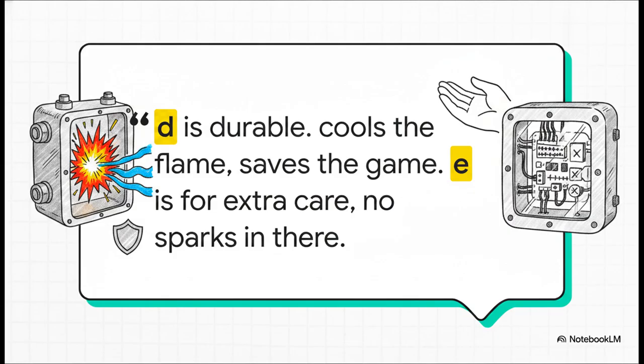Ex d durable, cools the flame, saves the game. Ex e for extra care, no sparks in there. Ex d is flameproof. It literally allows an internal explosion, but cools the escaping gases so they can't ignite the outside world. Ex e is increased safety. It's built so robustly that arcs, sparks, and hot surfaces are prevented from ever occurring in the first place.